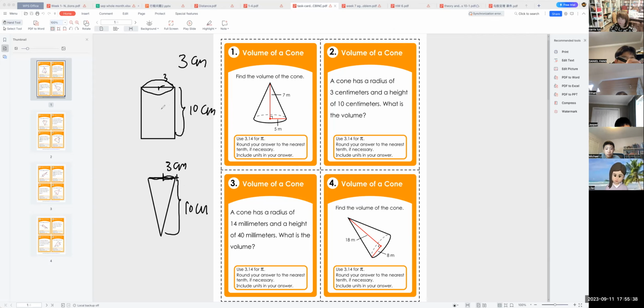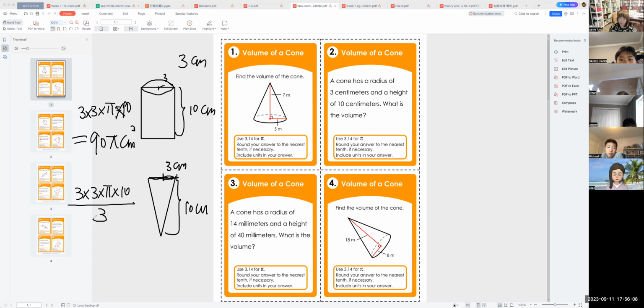So what is the volume? That means how much ice cream you're going to take when you have them filled up with ice cream. Correct, Michael? Correct, Jasper? 对不对？就是里面装满了 ice cream 的时候有多少？So let's do the cylinder first. 3 times 3 times pi times 10 equals 90 pi centimeter cube. And let's talk about the cone, because cone is 3 times 3 times pi times 10, but everybody divided by 3. Okay, so there's only 30 pi centimeter cube.